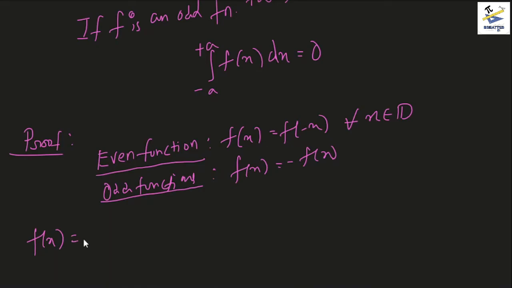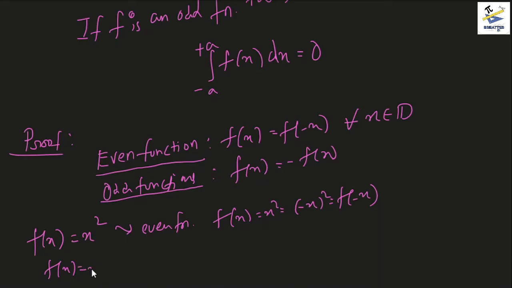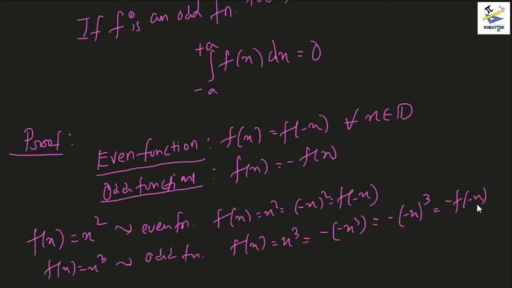f of x equals x square. It's an even function because f of x is equal to x square, which is also equal to minus x whole square, which is also equal to f of minus x, right? Whereas f of x equals x cube is an odd function, since f of x equals x cube equals minus of minus x whole cube, equals minus of f of minus x.